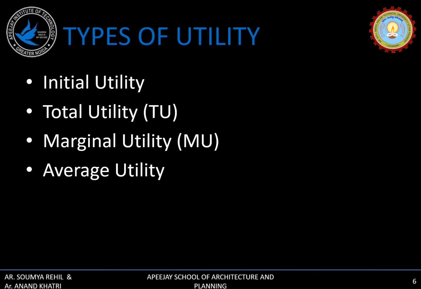Now, let us look at the types of utility. Here, we are going to discuss basically four types: the initial utility, total utility, marginal utility, and average utility.